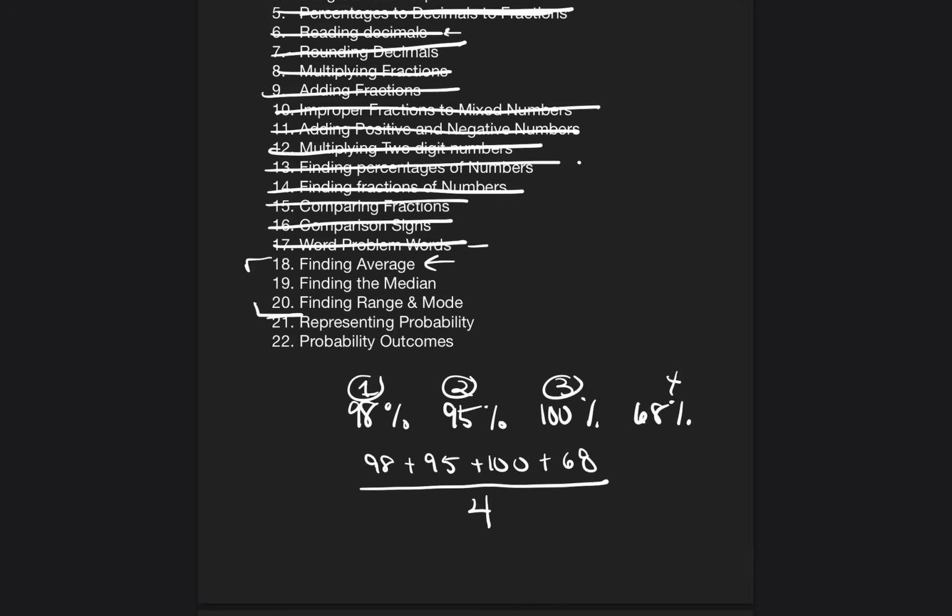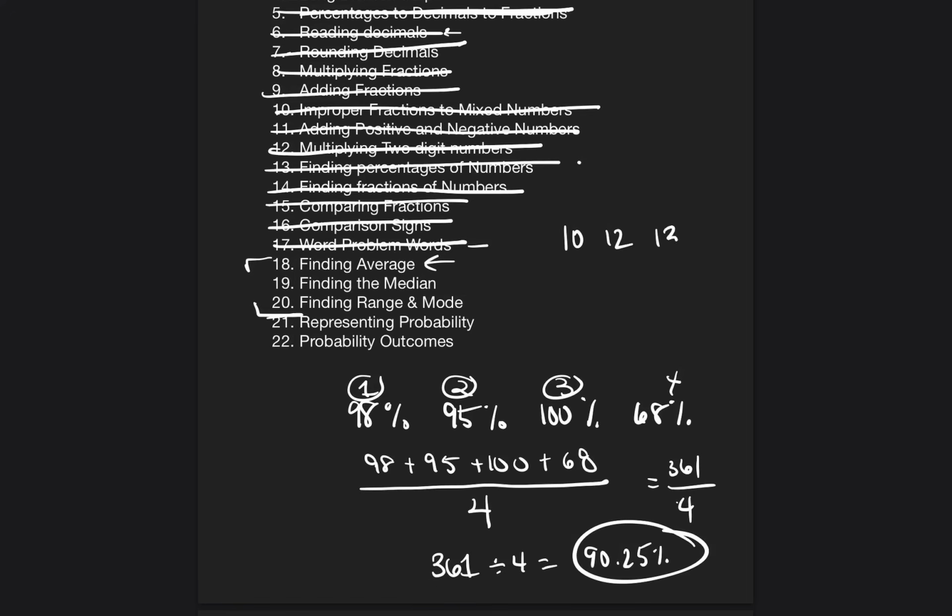So I would go ahead and do this on the calculator just to save us some time. 98 plus 95 plus 100 plus 68. That's 361 over 4. Remember, 361 over 4 is 361 divided by 4. So divided by 4, the average would be 90.25%. So that would be your average. So anytime you want to find the average, you add up all the information that was given to you and then count how many pieces of information were given to you. So if I asked you to find the average of 10, 12, and 13, you would add 10 plus 12 plus 13, and you divide it by how many numbers that is.